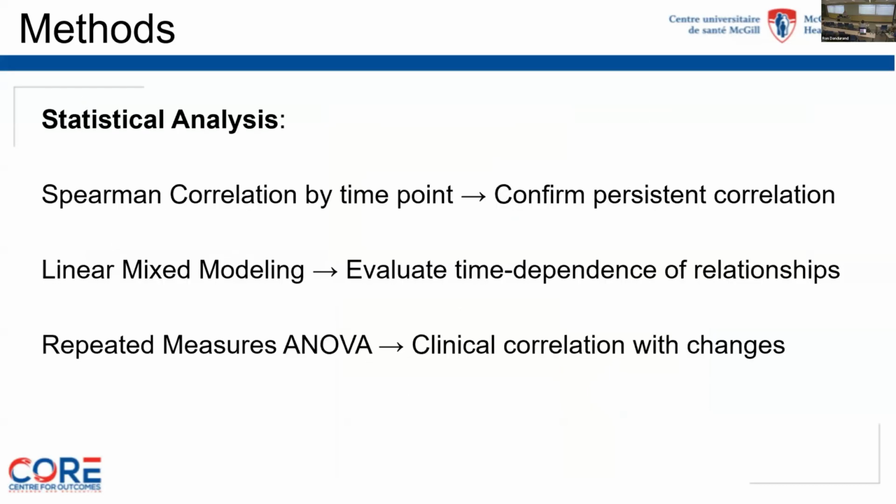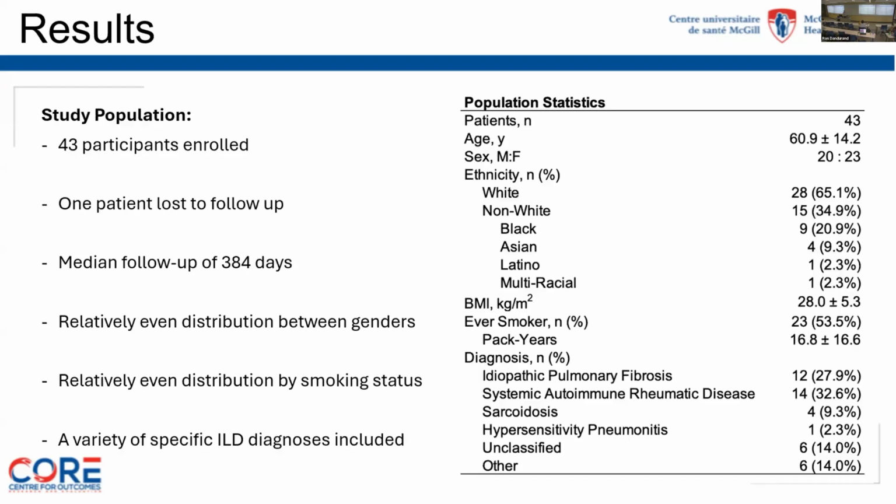We conducted statistical analysis using Spearman correlation at each time point to look for correlation and the persistence of that correlation. We then conducted a linear mixed effects modeling analysis to evaluate whether or not there was a time dependence in the relationship between spirometry and oscillometry. And finally, we attempted to correlate the changes that we were seeing clinically using the chart review data and analyzing with repeated measures ANOVA. So in total, we were able to enroll 43 participants, and of these 43, only one was lost to follow-up. The remainder completed the entirety of the study.